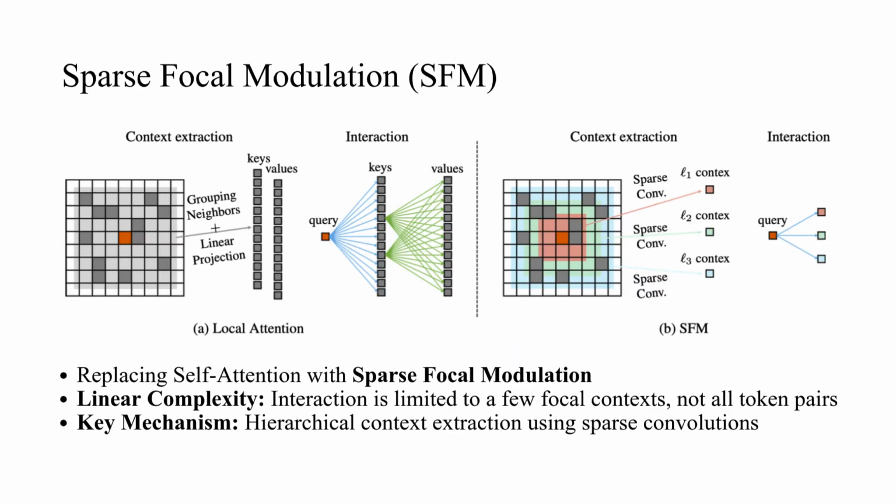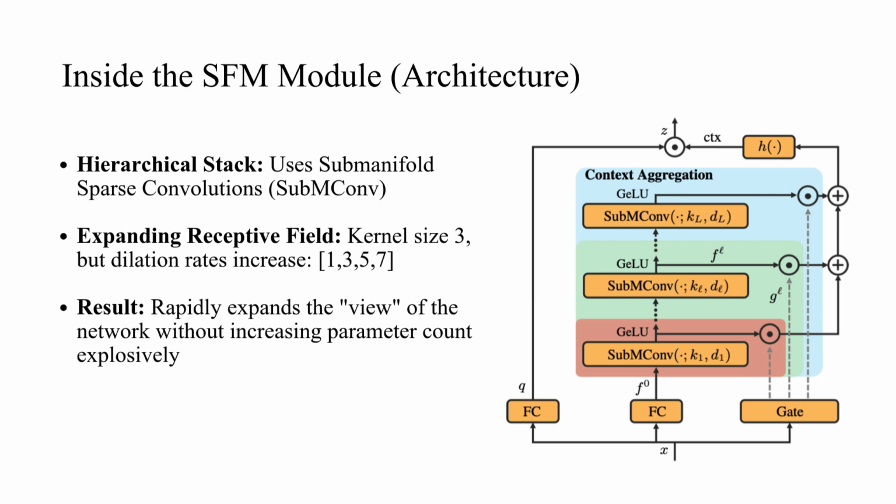To solve this, we introduce the Sparse Focal Modulation Module, or SFM. Unlike standard self-attention, which calculates interactions between all query key pairs, leading to quadratic cost, SFM constrains interactions to a few hierarchical focal contexts. This allows us to capture global relationships with strictly linear complexity, making it scalable to large, high-resolution 3D scenes. Here is how the module works internally.